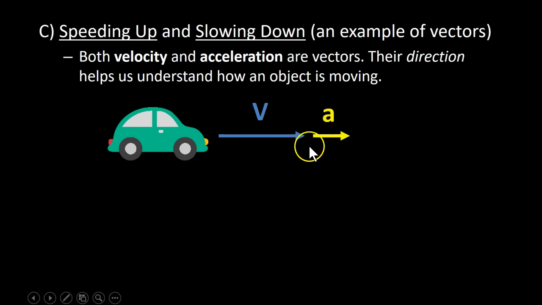And let's say it has an acceleration to the right. Remember, acceleration is also a vector. So this is representing the amount and the direction of acceleration. And don't forget what acceleration means. Acceleration means the change in velocity. So what we have right here is a car moving with some velocity to the right, and it's experiencing a change in velocity also to the right.